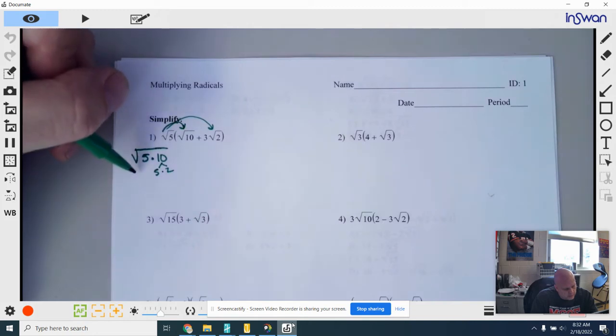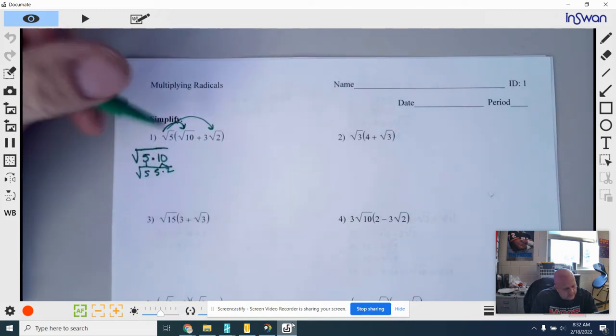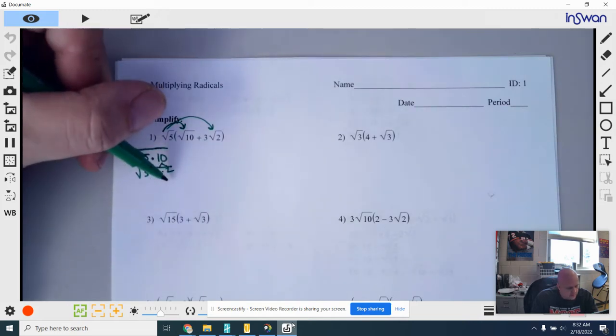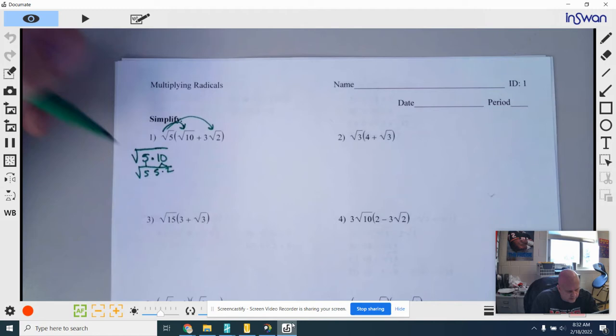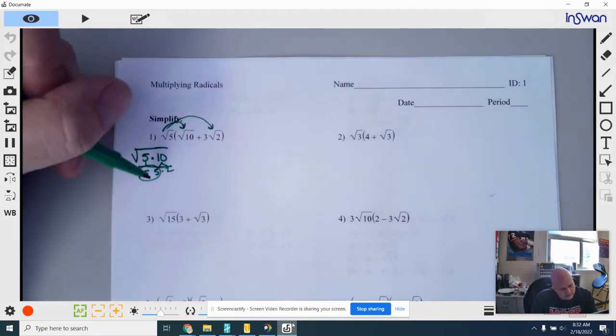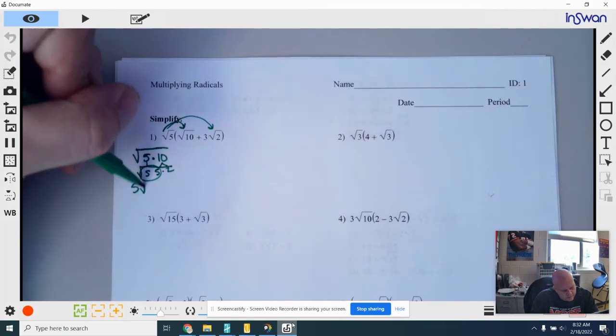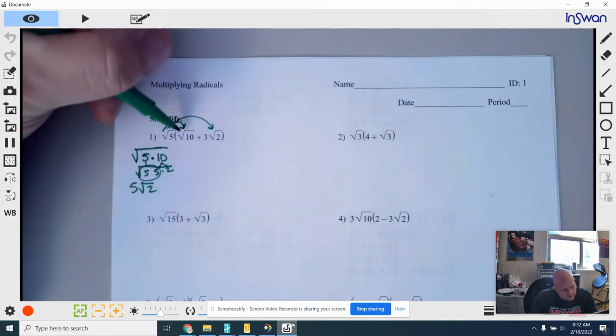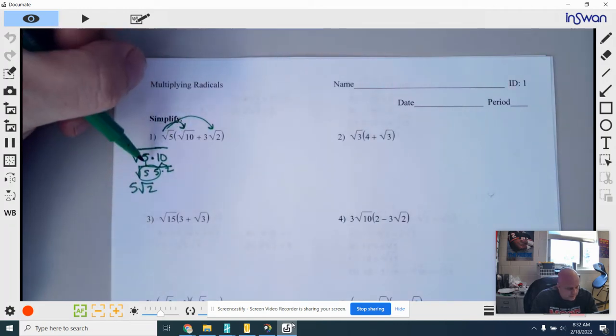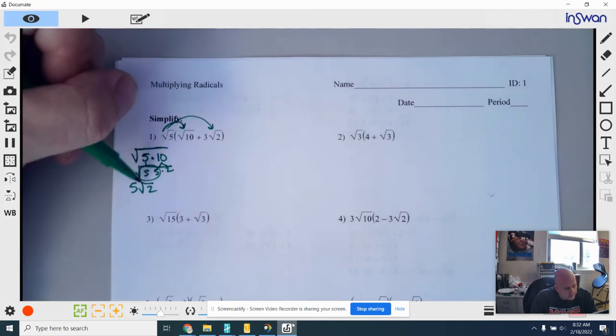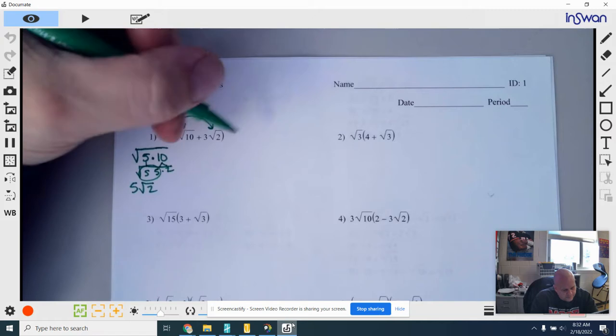So when I piece all of these together, you would have 5 times 5 times 2, or 2 times 5 times 5, however you want to say it. So I simplify, I circle my pair, out comes one of them. So when I multiply the square root of 5 times the square root of 10, it would have been the square root of 50, but the square root of 50 simplifies to 5 root 2.